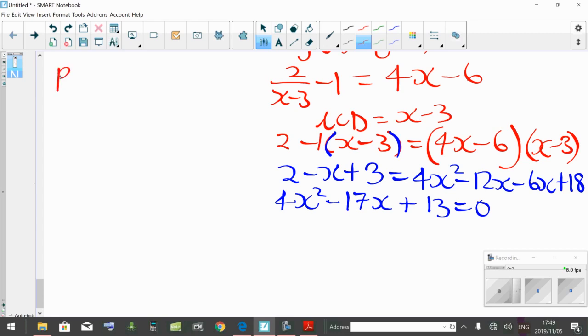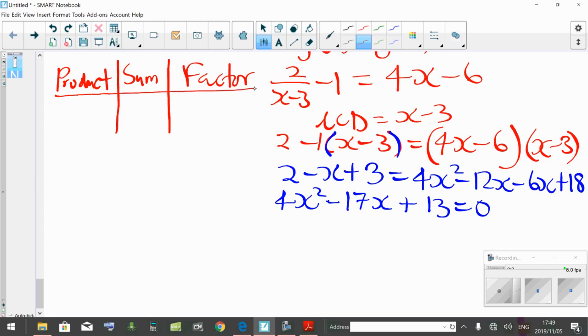So I'm going to use product, sum, factor. This is one method I use to factorize quadratic equations which are not so straightforward, especially if the coefficient of x squared is not 1. So the product here is the A term times the C term. This gives me 52, saying 4 times 13. The sum is the middle term. This is the sum.